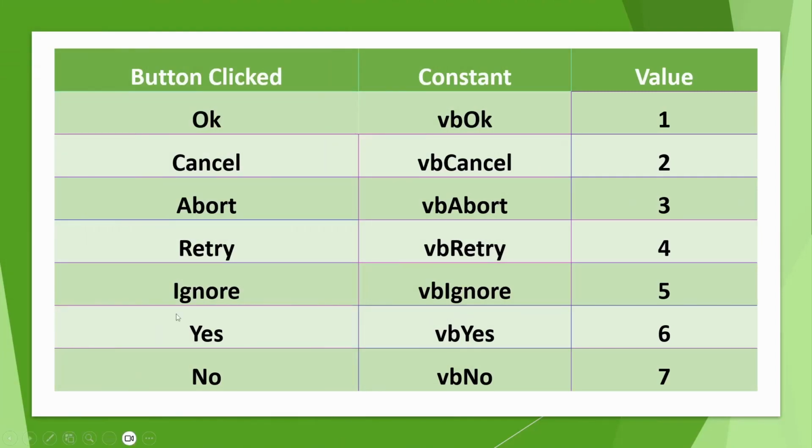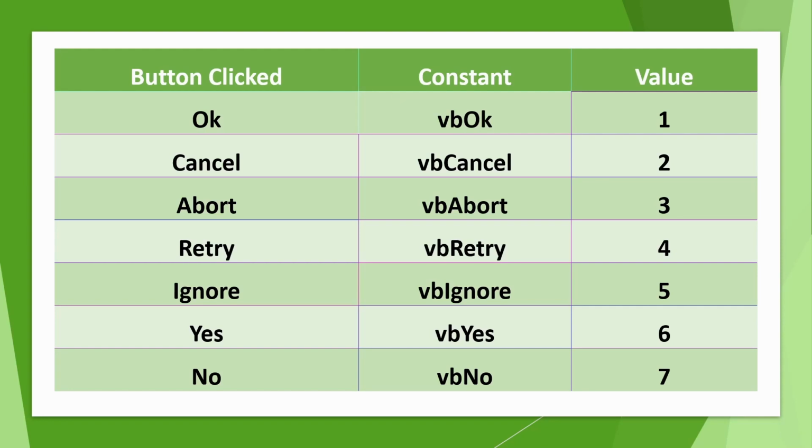Assigning message box value to a variable. With the MessageBox function in Excel, you can decide what you want to do when a user clicks a specific button. And this is possible as every button has a value associated with it. This is a table that shows the exact values and the constant returned by the MessageBox function.